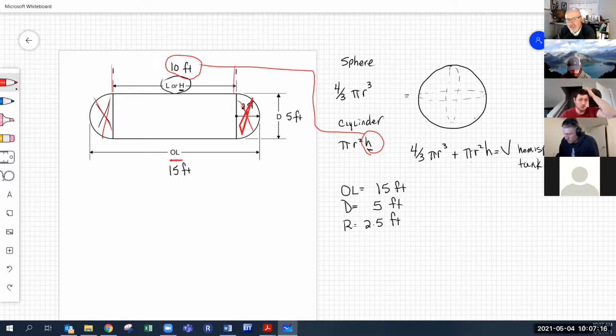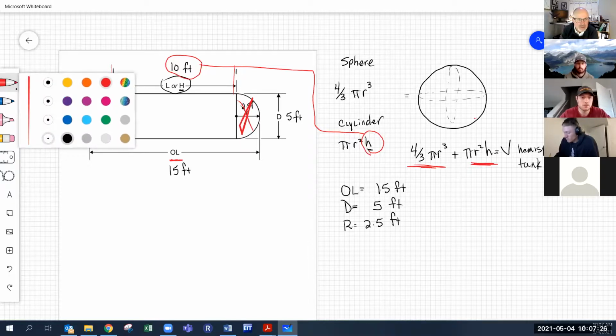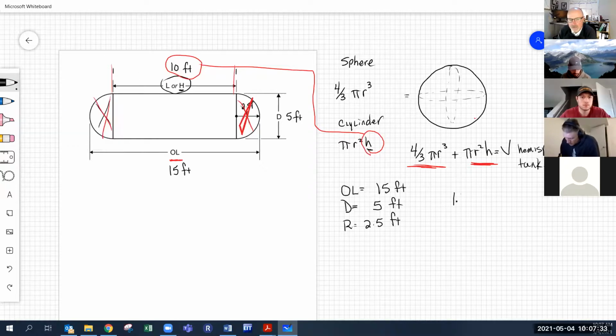And that's where the cylinder volume comes in. So we're going to take the volume of the sphere and add it to the volume of the cylinder. So let's do some of this math. If you do 4/3 in your calculator, it comes out to 1.333 repeating, we'll go 4 decimal places.